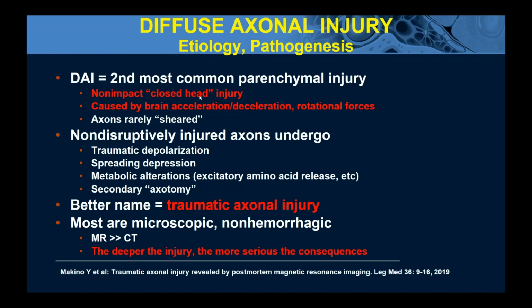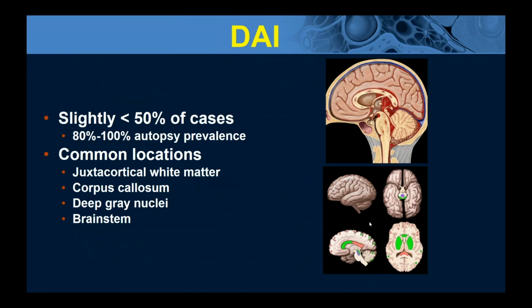It's a non-impact closed head injury where the brain is literally twisted around inside the skull, and it's caused by acceleration, deceleration, and rotational forces. Something to remember is the deeper the injury, the more serious the consequences. So a deep axonal injury usually has bigger neurologic deficits than superficial brain bruising or the cortical contusions. And so we'll abbreviate DAI.